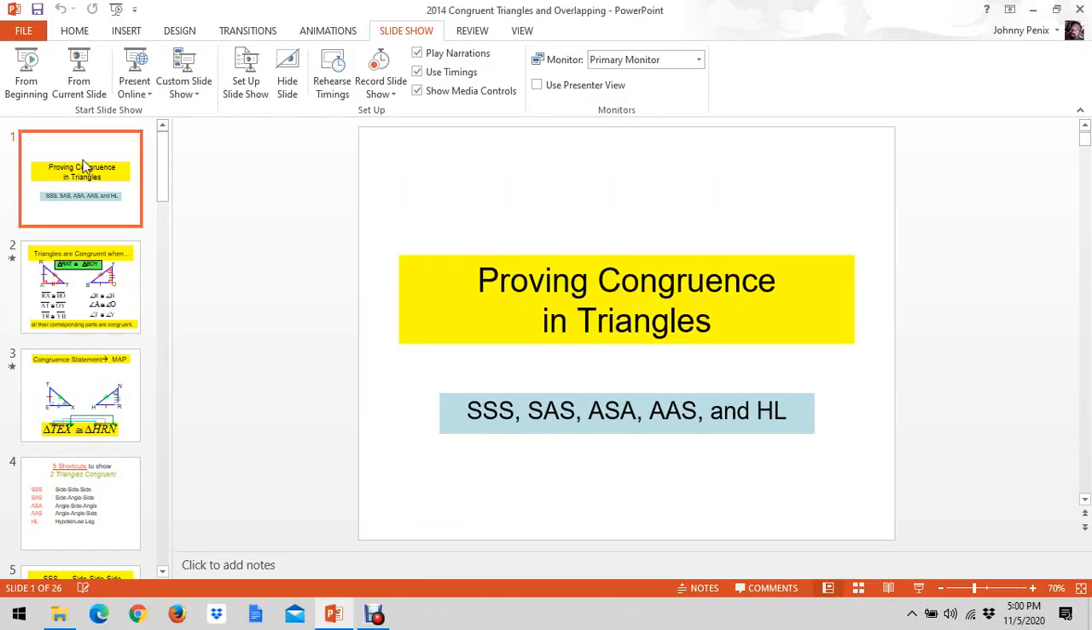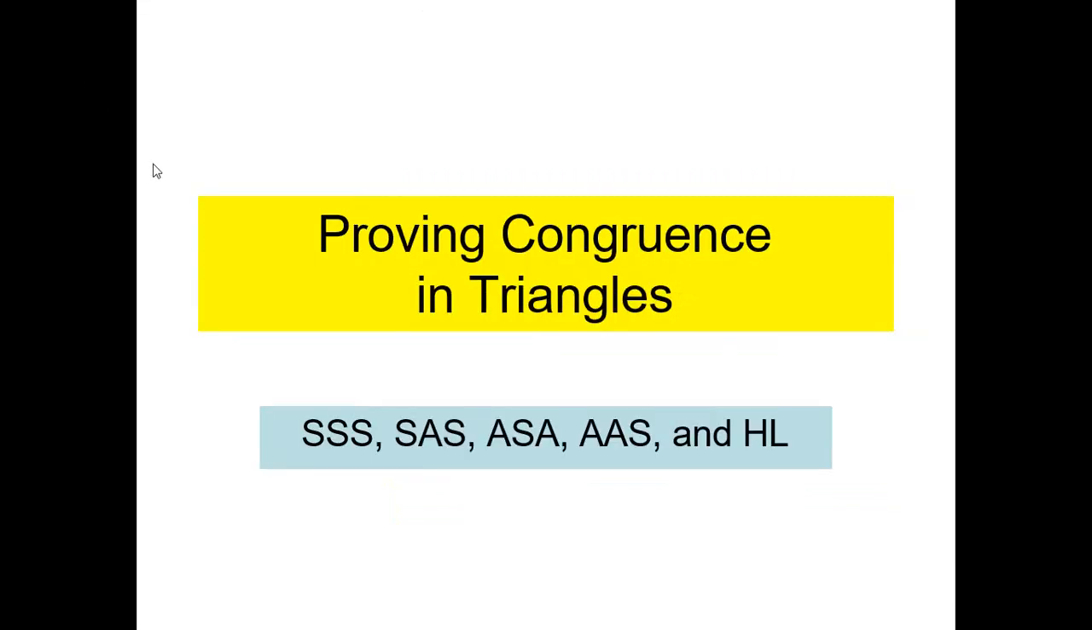Okay, today we're going to talk about proving triangles congruent. Basically, if you have two triangles, then there's six parts in each triangle that have to be congruent for them to be congruent. Like you've got three angles and three sides, right? Okay, but today we're going to use these little shortcut theorems to show that two triangles are congruent.